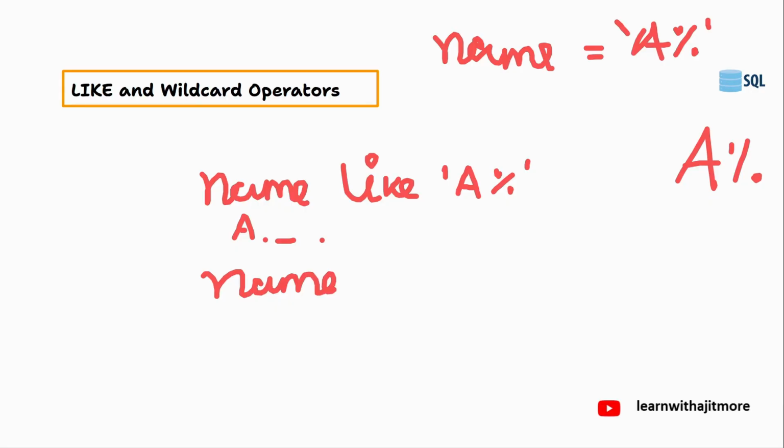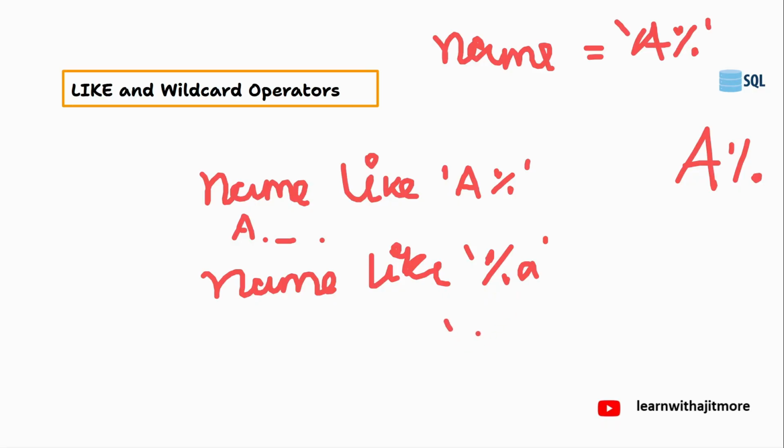Suppose I write name like percent small a. So here what is it doing? Is it matching names ending with a? Yes. It matches names ending with a, last letter a, and before a you can have any number of zero or more characters.